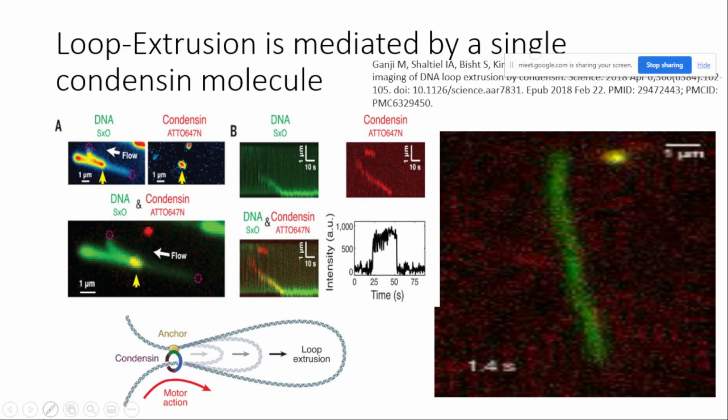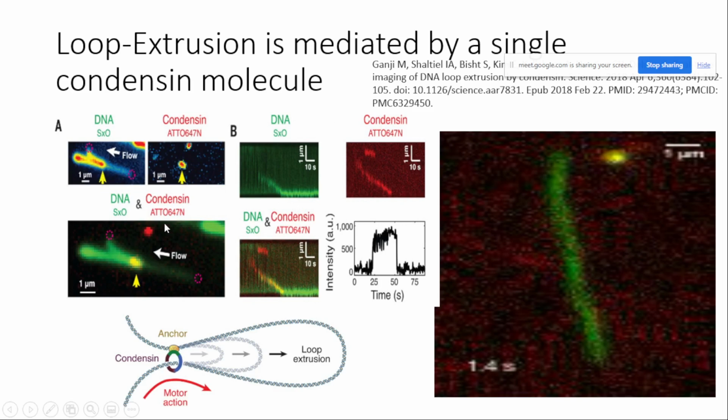What they did was tag the DNA with Sytox orange, which is a fluorescent dye that emits green light, and tag the condensate with a fluorophore, ATTO 647N, which emits red light. So initially, from the individual channels, in the DNA channel, the Sytox orange channel, you will find the DNA, and in the ATTO 647N channel, you will find the condensate, right? Red is the condensate, and this is DNA.